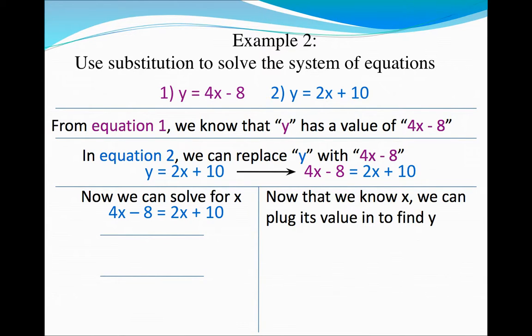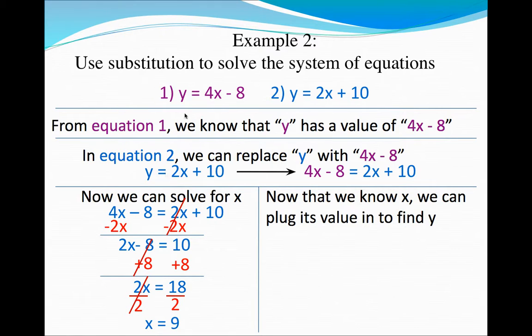And now we can solve for the value of x. So you're going to minus 2x from both sides. 2x minus 8 equals 10. Add 8 to both sides. And now we get 2x equals 18. Divide both sides by 2, and then you get 9. So now we have the value of x.